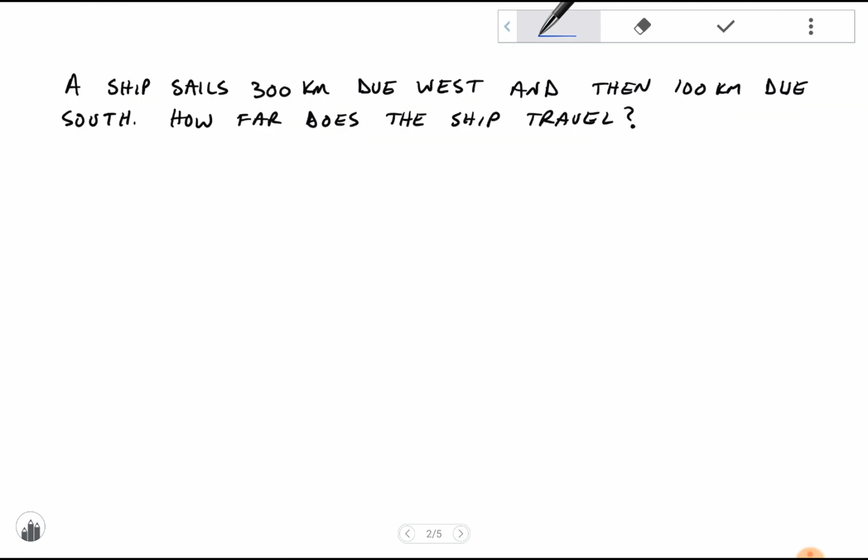Question number 2. A ship sails 300 kilometers due west and then 100 kilometers due south. How far does the ship travel? All right, so let's say we're starting right here. If we draw our little rose compass, this is north, this is east, down is south, and left is going to be west. So we travel 300 kilometers directly this way. So we can draw that in, and that'll take us to here.